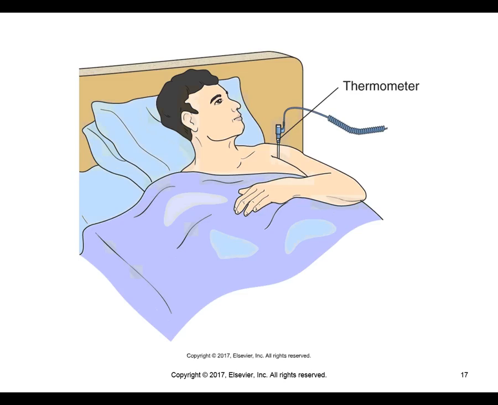Axillary thermometer goes in the axillary area, and it has to stay there longer, usually up to 10 minutes to get an accurate measurement of the axilla, because the axilla is not kept warm all the time. It's more exposed to air than the mouth is, so that's the reason it has to stay longer.